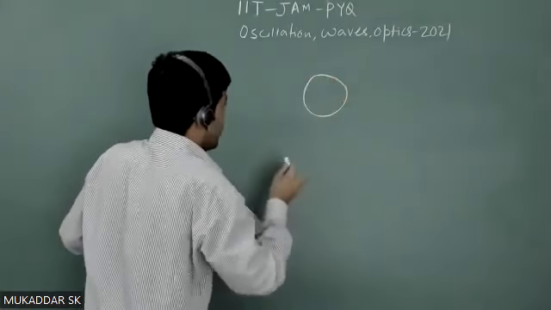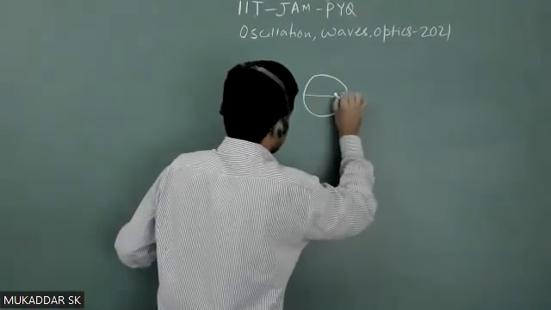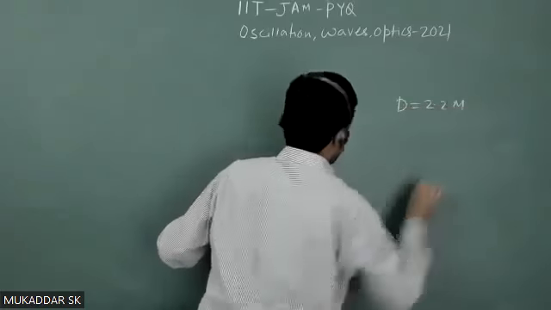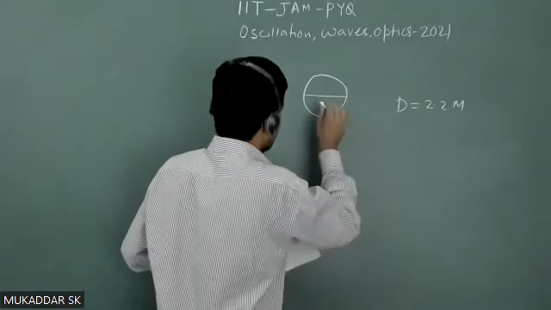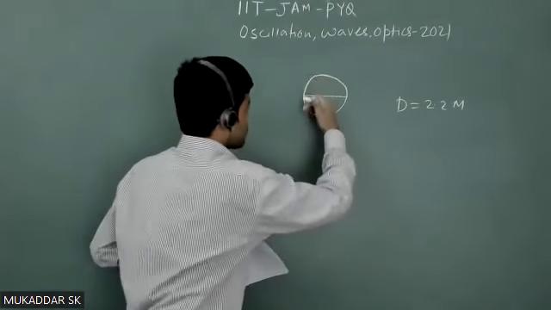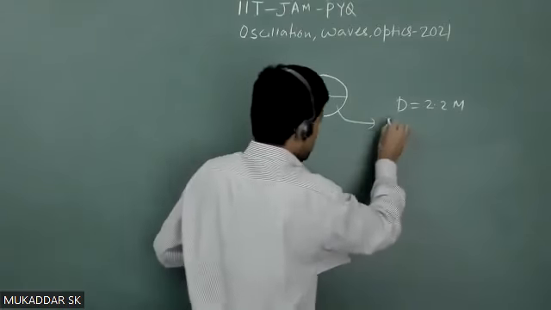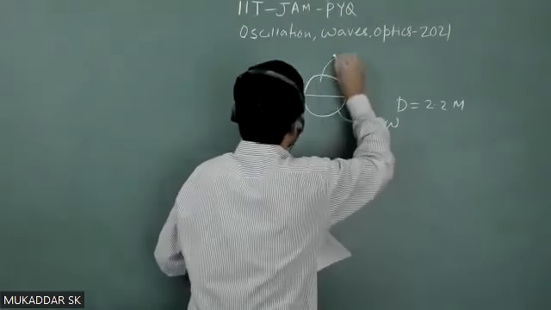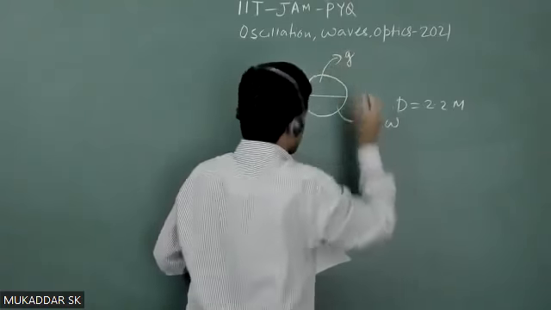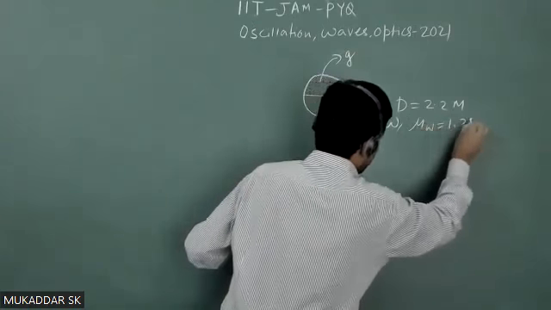The diameter of this cylinder is given, that is 2.2 meter. Also they have provided the information that the lower half of the cylinder is filled with water, and the upper half will be filled with gas. The refractive index of water is given, that is 1.33.